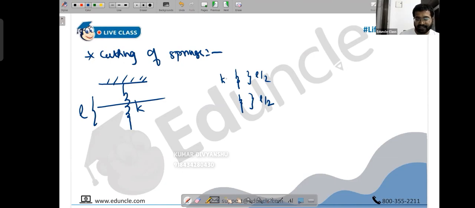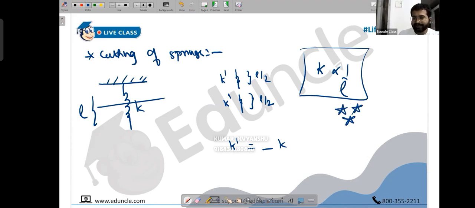Let's say this is now K dash, and this is also K dash. So what is the value of K dash in terms of K? 2K. Okay, yes, perfect. So K is inversely proportional to length. Please remember, K is inversely proportional to length. There is a good derivation of this, and maybe we can cover it only if you haven't covered it already. Have you learned this concept before?